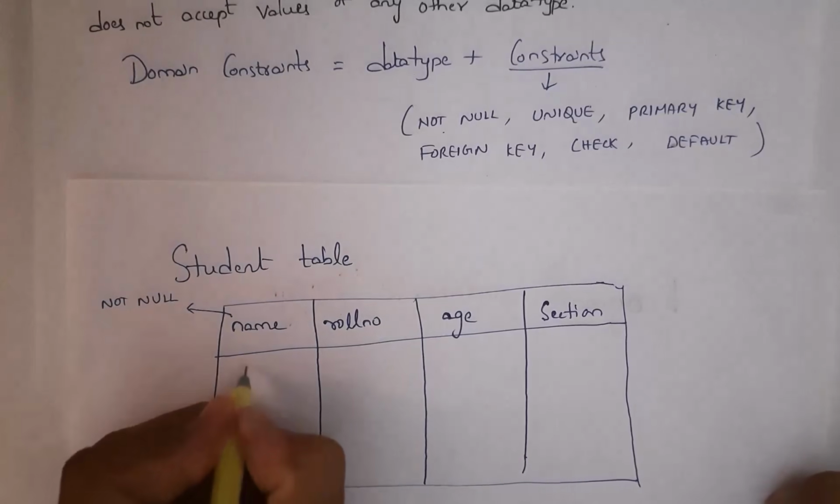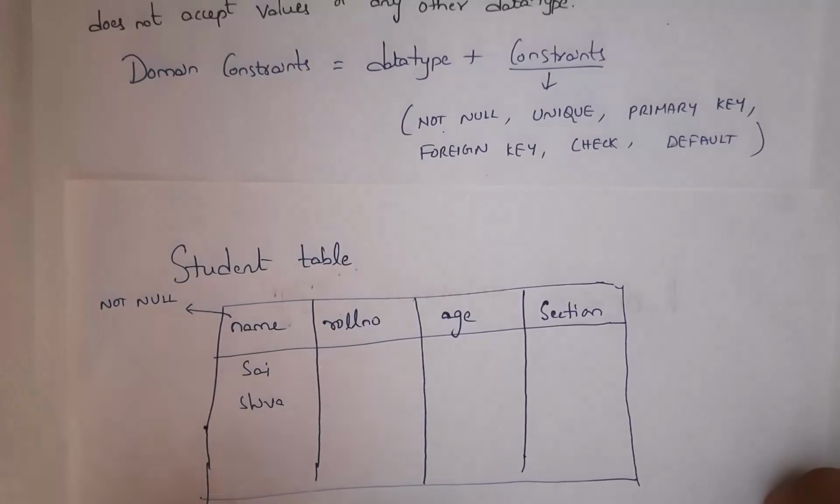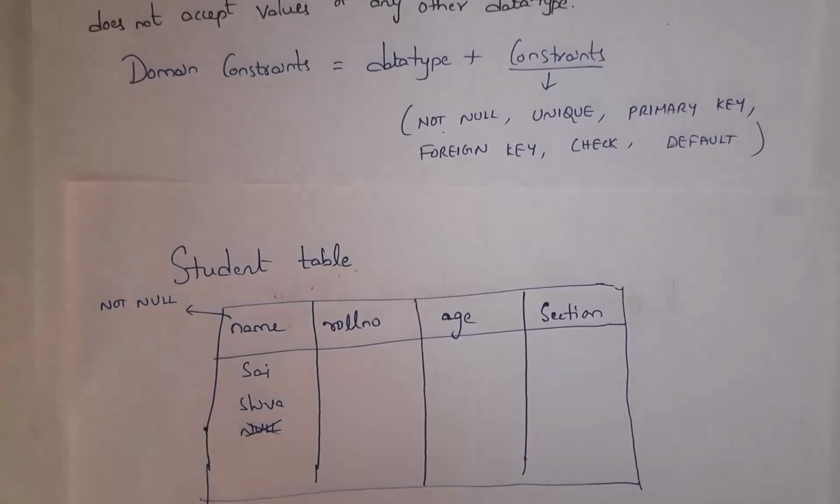For example, I wrote name Sai, name Shiva. For the third person I don't want to write a name, so I wrote null here. Null is nothing but empty. But it will not accept null values because I gave the not null constraint to this name column.